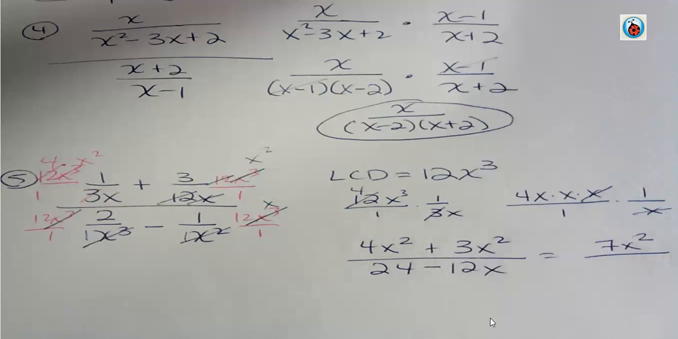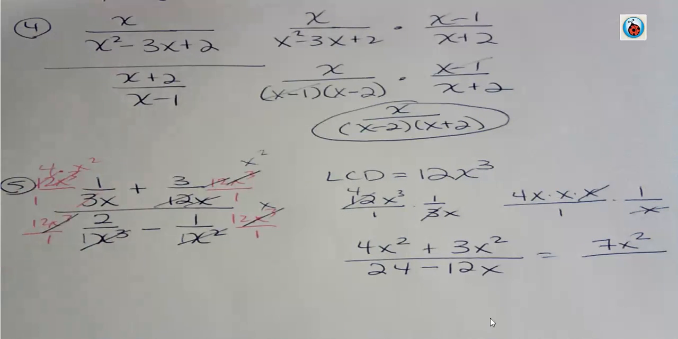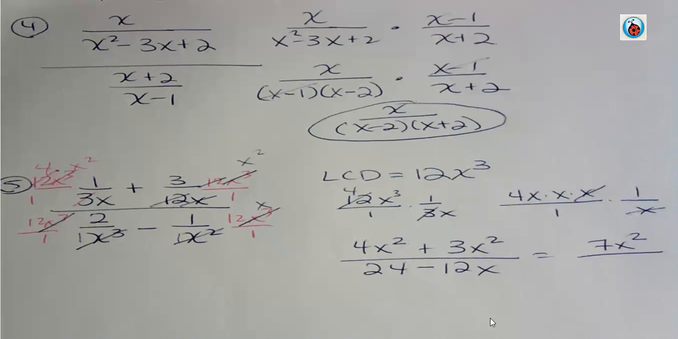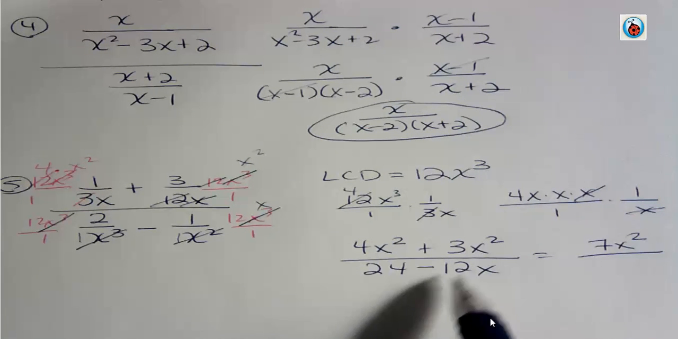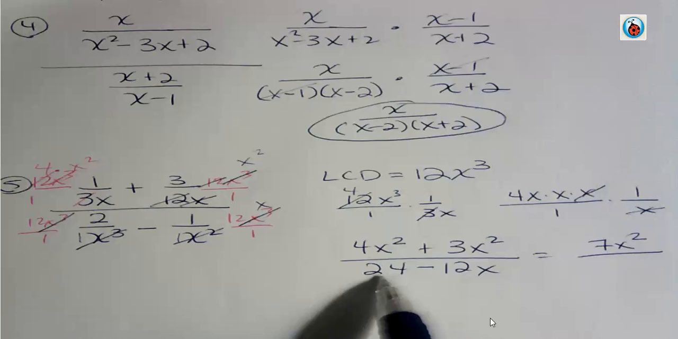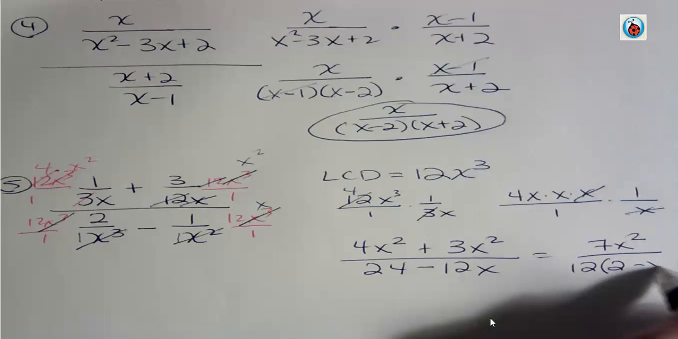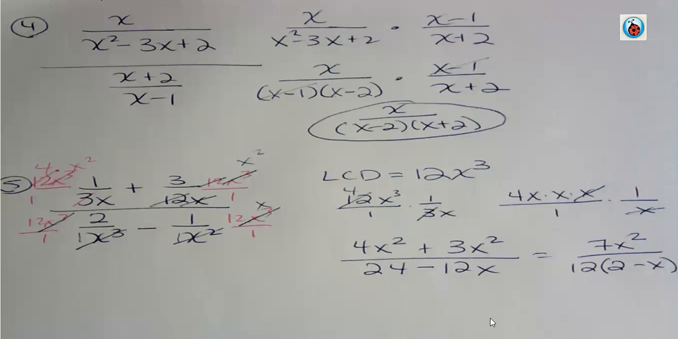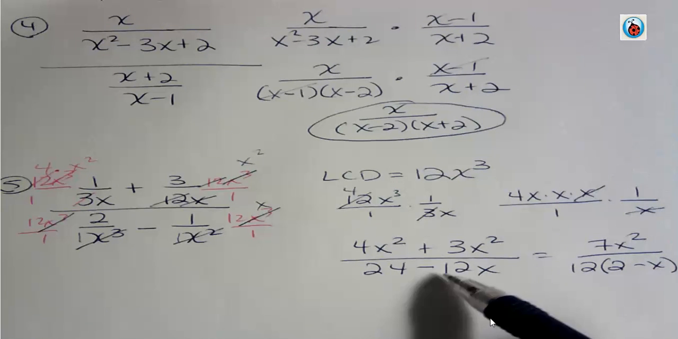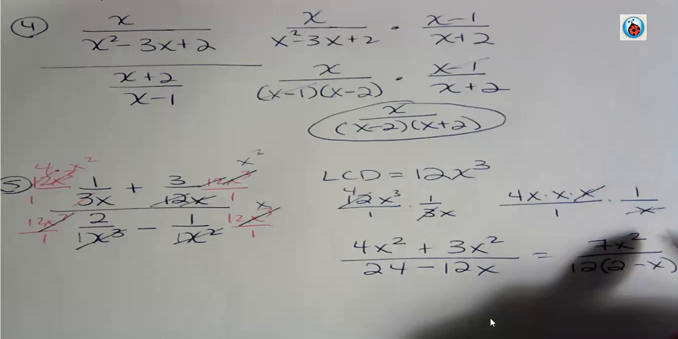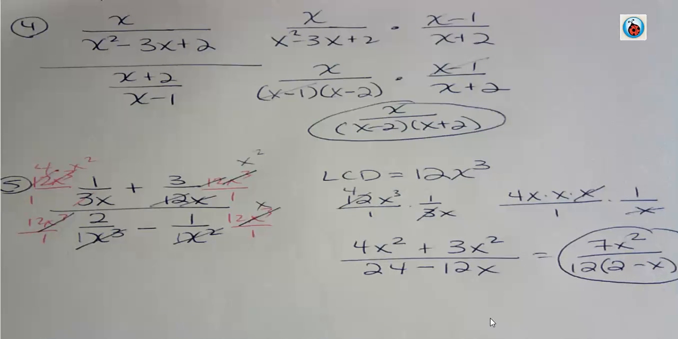Now, what about the bottom? Well, I really can't do anything, and for some people, this would be a totally acceptable answer. You could try taking out the common factor of 12, and that would leave you 2 minus x, which kind of is a nice way to state the answer, but it's no different than this. There's nothing that can be canceled, so we're going to call that complete.